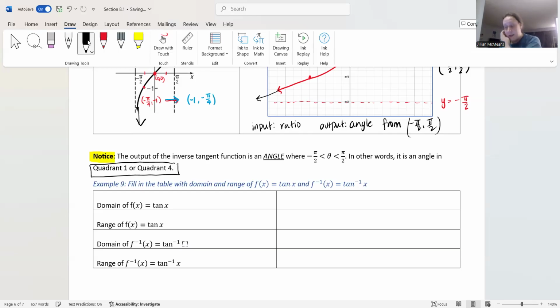Let's go ahead and fill in this table with the domain and range for tangent and inverse tangent. Let me get some water first. I have talked a lot today.